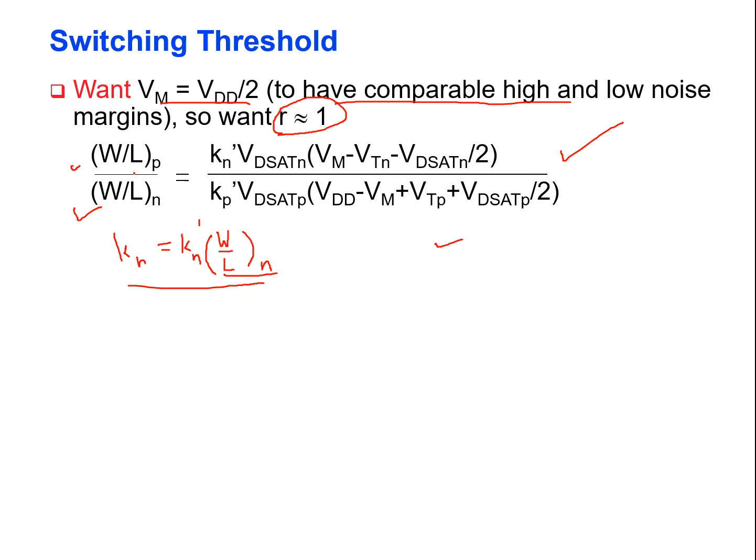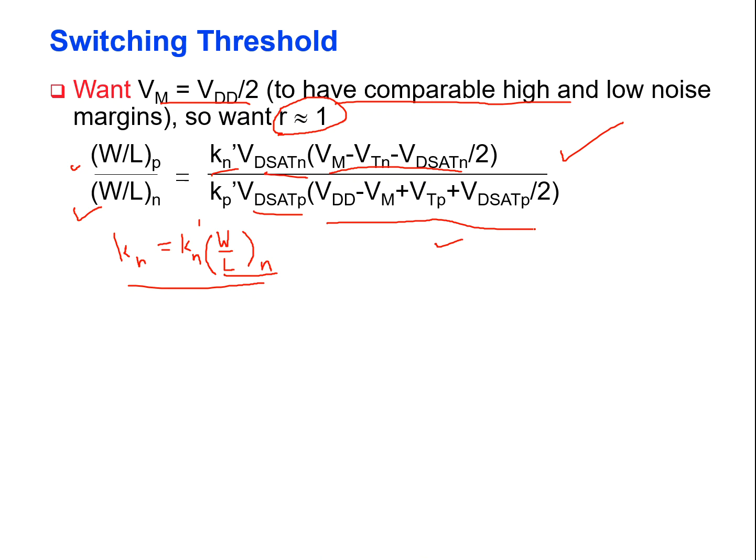Your W by L of P depends on the saturation voltage of your NMOS and PMOS, and then the constant parameter COX. K dash is mu n into COX, and also the middle voltage minus VTN minus VD saturation divided by 2, divided by VDD minus VM plus VTP plus VD saturation divided by 2. It depends on all these parameters. This is how the switching threshold depends.